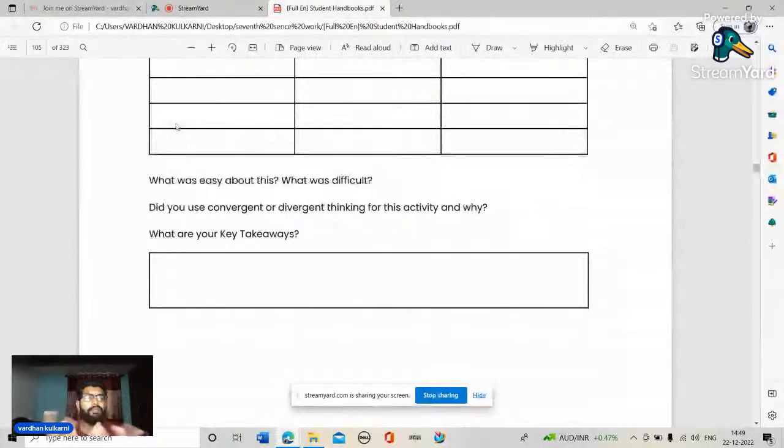Here it asks: did you use convergent thinking or divergent thinking for this activity, and why? In most situations convergent thinking can't help you, so you use divergent thinking. This helps you in assuming, collecting facts and data, and then coming to the solution. So it's divergent thinking, right? It's free-flow thinking.